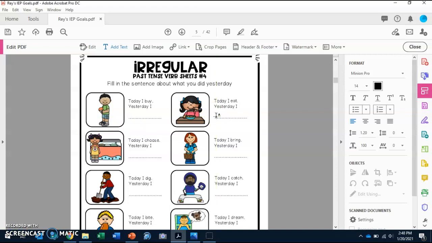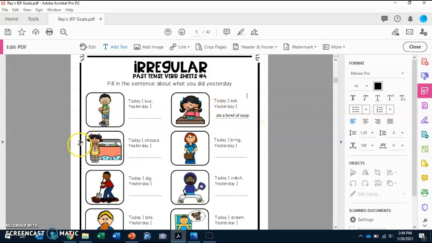We're going to put eat is in the present, however, ate is how we say it in the past. So we're going to put ate a bowl of soup. Don't forget to write it in a complete sentence. And now we have a past tense sentence with our present tense sentence. So here it says, today I eat. And then it says, yesterday I ate a bowl of soup.